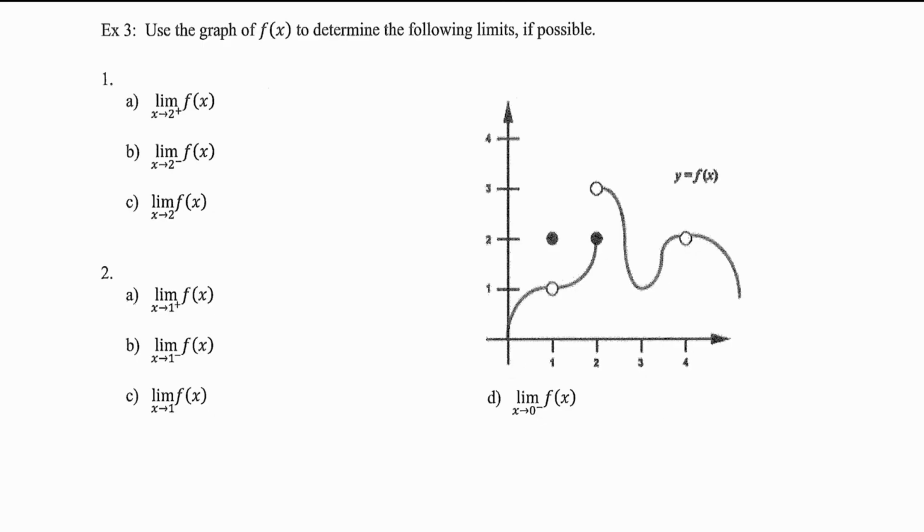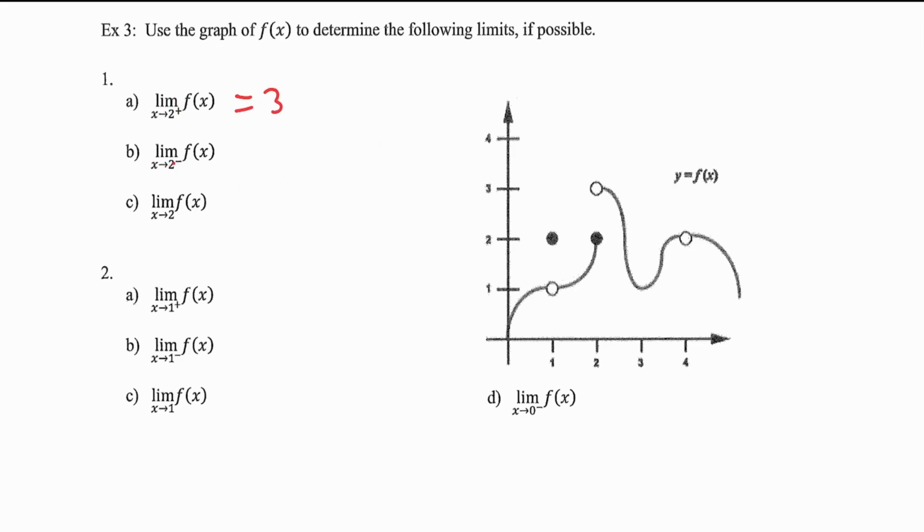So for our final example, we're given the function y equals f of x, and we're told to evaluate all these limits. So let's start with the first one. We're asked to evaluate the limit as x approaches 2 from the right side of our function f of x. And so here we have x equals 2, and we're going to approach it from the right side. If we approach the function from the right side, we can see we approach a y value of 3. And so the limit as x approaches positive 2 from the right side is equal to 3.